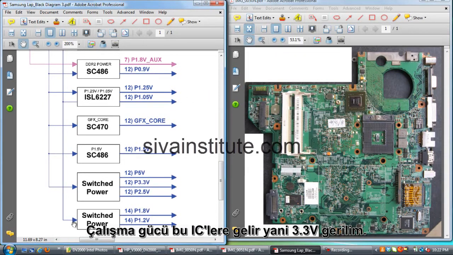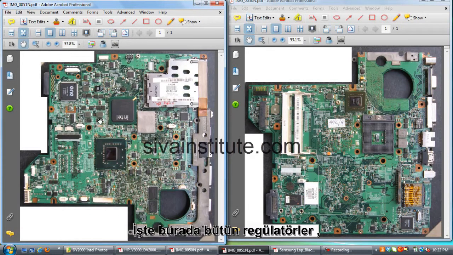This run power command comes to this IC, 3.3 volts comes to this IC. This voltage will release from these regulators. See here, all these regulators, and these regulators, and these regulators, all these voltages come out from these regulators. This will release output voltages. These regulators release voltage, this is one of the regulators, and these regulators also release output voltages.